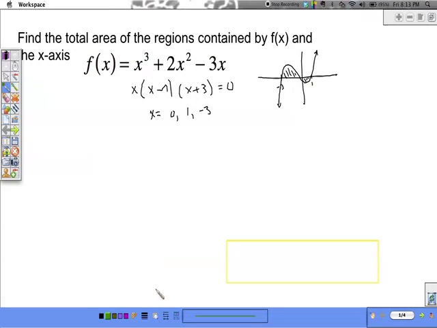So what I really need to do is attack this in two parts, because this part down here, that's negative area. I want total area. So I'm going to first take the integral from negative 3 to 0 of x cubed plus 2x squared minus 3x dx. And then I'm going to subtract, because the area is under the x-axis, the integral from 0 to 1 of x cubed plus 2x squared minus 3x with respect to x.